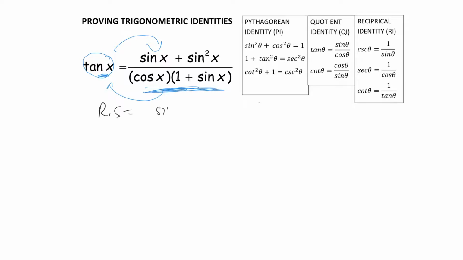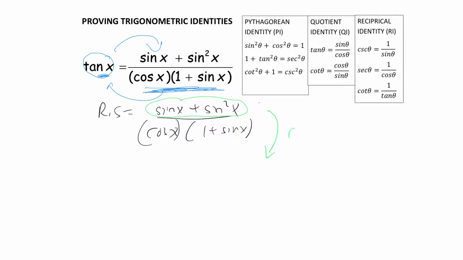So in other words, sine x plus sine squared x all over cos x bracket 1 plus sine x. All right, what can we do here first? Well, I'm looking at the numerator and something sticks out. What sticks out is that I've got two terms and they both have a sine x. In other words, I'm going to GCF factor. I'm going to factor out a single sine x. And what am I left with?